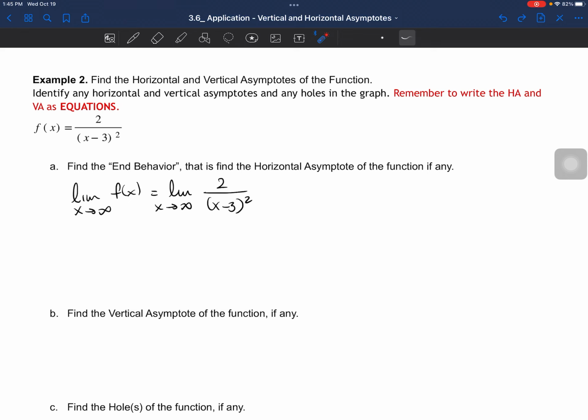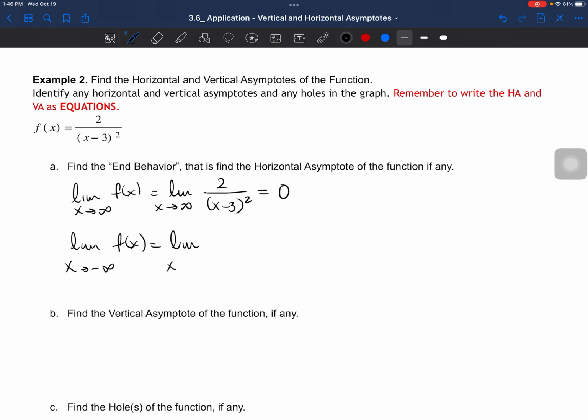Okay, so let's pretend that we're plugging in infinity. If you plug in infinity here, infinity minus 3 is still going to be positive infinity, because infinity is so big. And you still got to square it. Well, the square of infinity is still infinity. So pretty much what we have here is 2 over infinity. In other words, 2 over a huge number, which means that this is going to be 0.